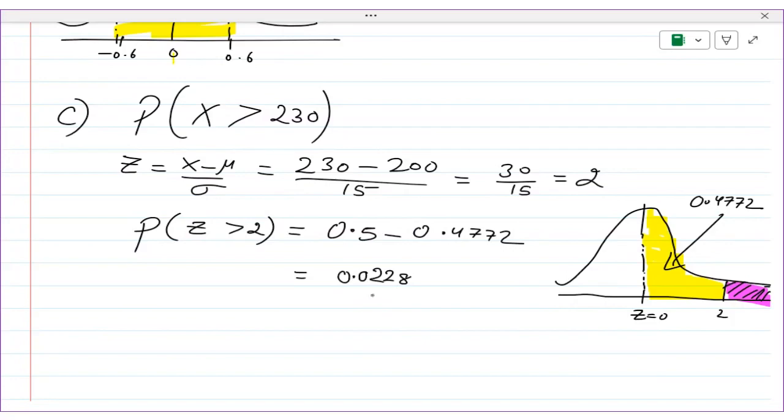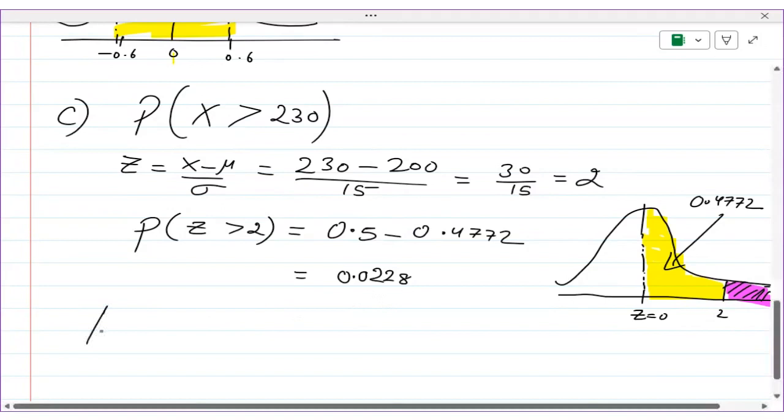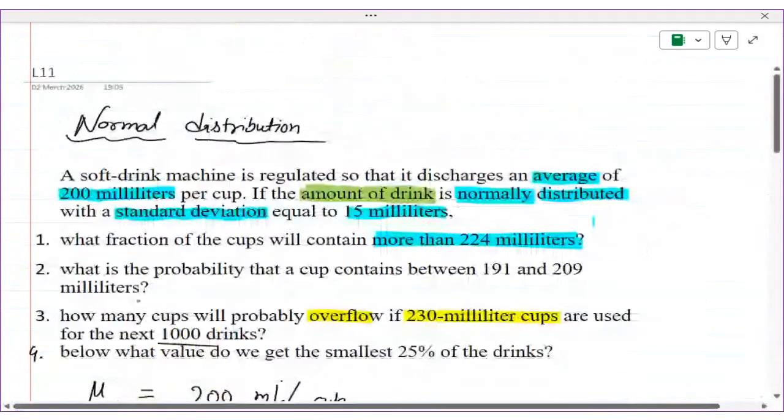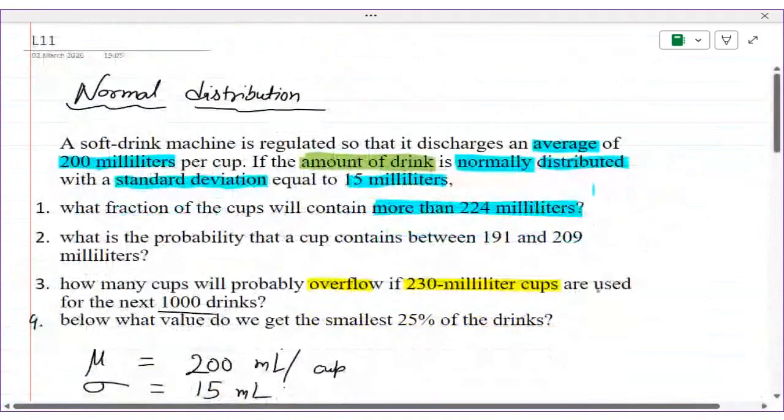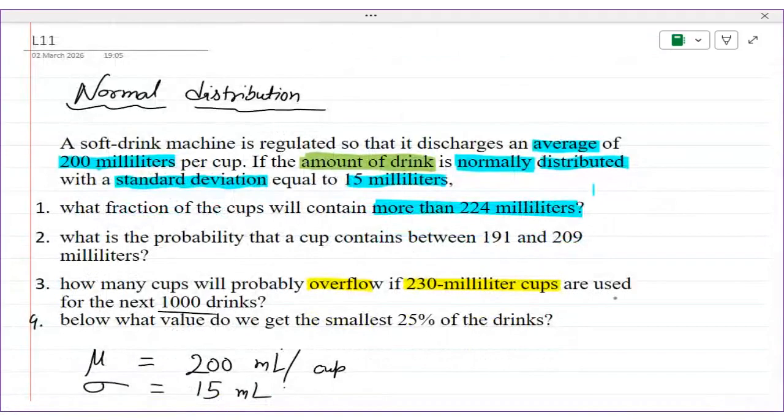Okay, so this is the probability that a particular cup will have more than 230 milliliters of soft drink. Now, how many cups are used in this C part? 1000 cups are used, so n is equal to 1000. You can see in the third part, 230 milliliters is the capacity of the cup, and 1000 cups are used. So we have to find how many cups will overflow.